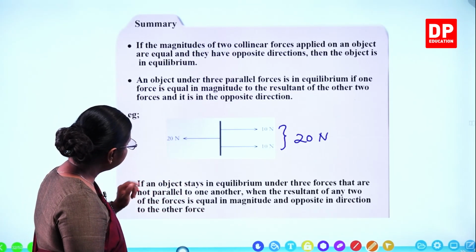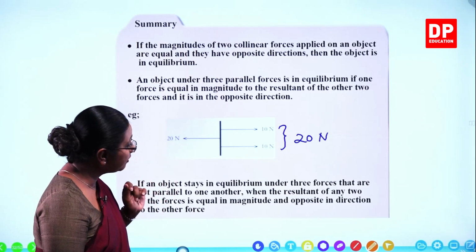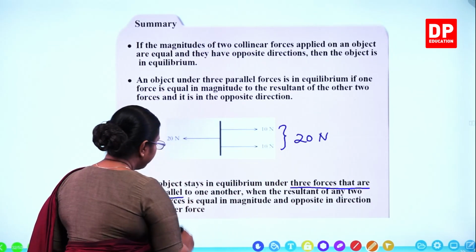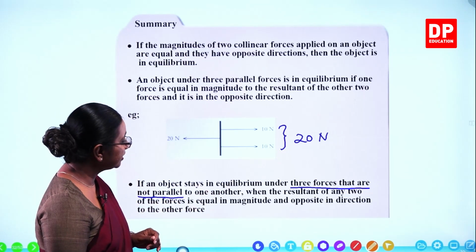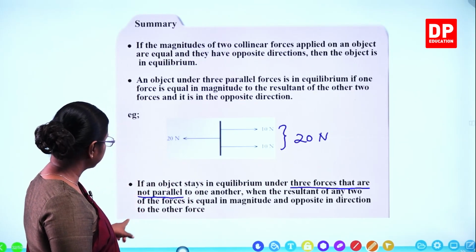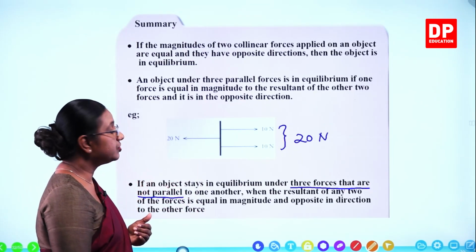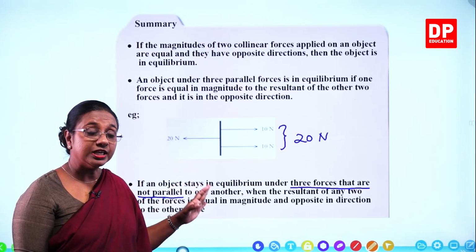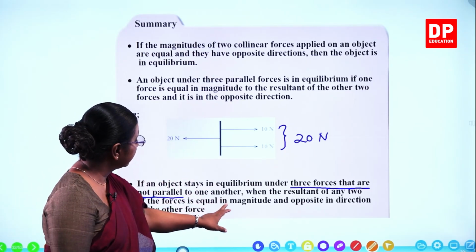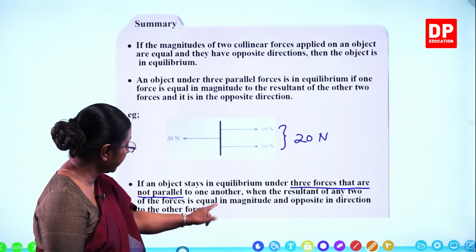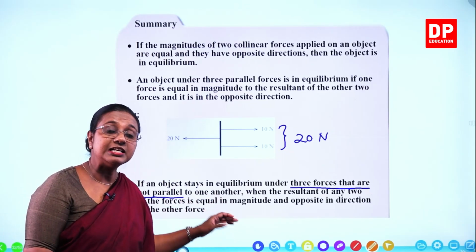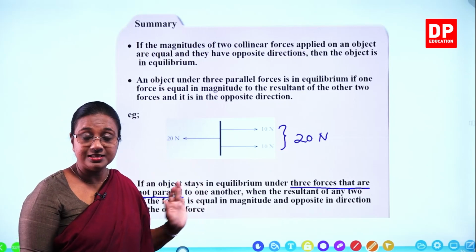Then the next point. If an object stays in equilibrium under 3 forces that are not parallel to one another, when the resultant of any two of the forces is equal in magnitude and opposite in direction to the other force, then of course the object will be in equilibrium. So here they are not parallel but they are coplanar. There are three forces. Then again the resultant of any two forces is equal in magnitude and opposite in direction to the other force. That is the third instance that we discussed in this lesson.